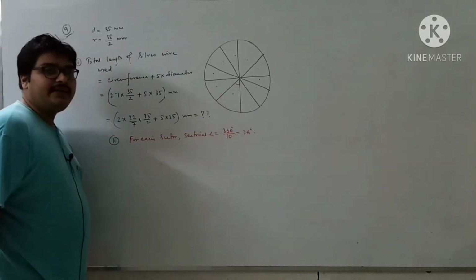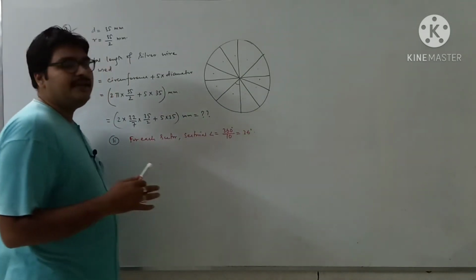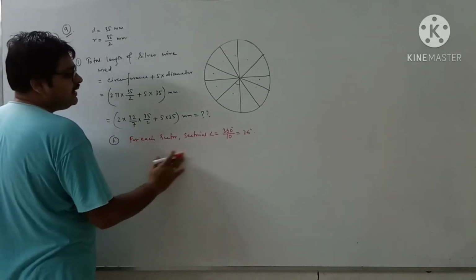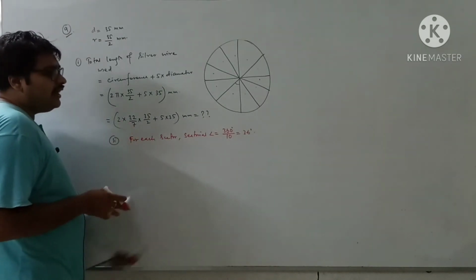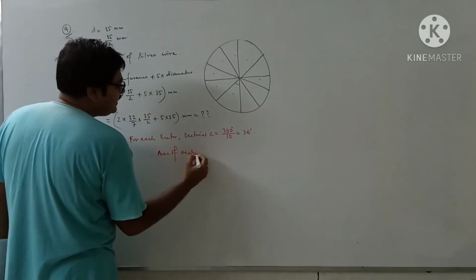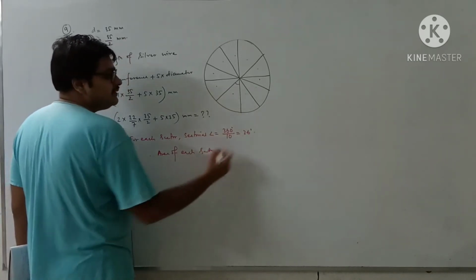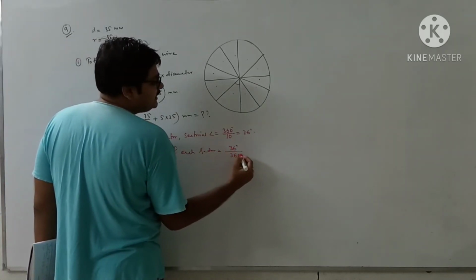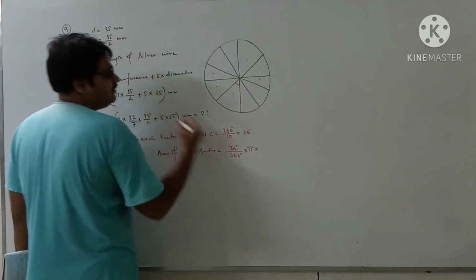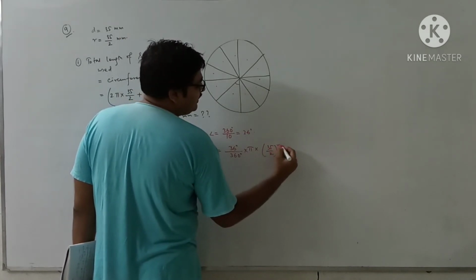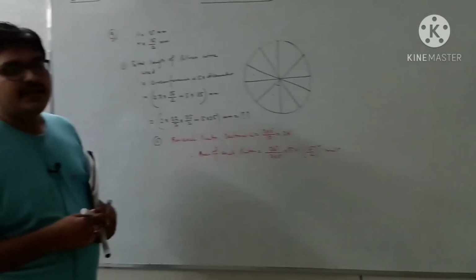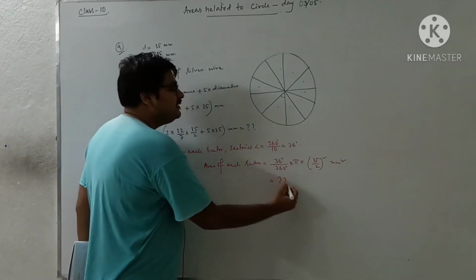So why did I divide by 10? Because these 5 diameters divided the circle into 10 different sectors. So as we got the sectorial angle, now we can find out the area of each sector. Therefore, area of each sector will be sectorial angle by 360 degree into pi r square. What is the value of r? 35 by 2. And pi value has not been given in the question, so what value will we put? 22/7. So all those values you put yourself, calculate and find out the answer.